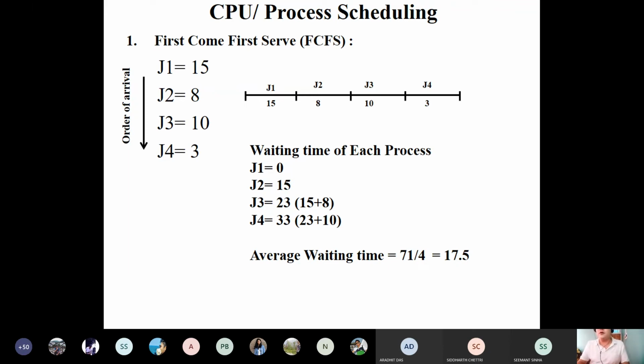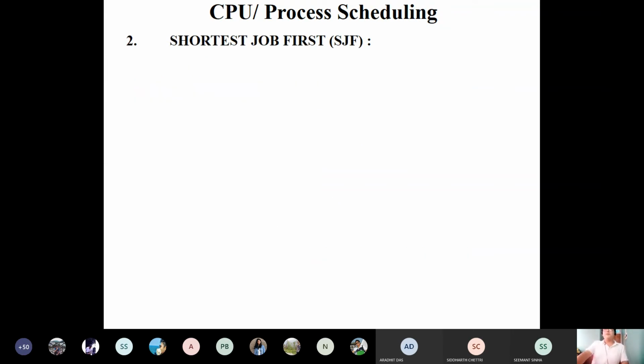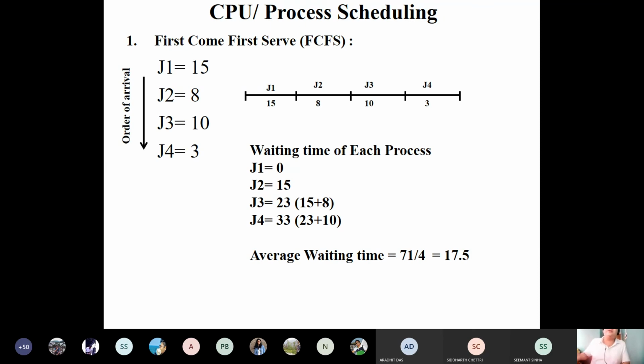If we talk about the average waiting time, 0 plus 15 plus 23 plus 33 equals 71, divided by 4, which is 17.75. That is the average waiting time of all the processes or jobs. The words job and process are interchangeable; sometimes I'll say process, sometimes I'll say job. The strategy the operating system has used in this way of scheduling is first come first serve. Since job J1 arrived at the system first, you give the CPU first to J1, followed by J2, J3 and J4.